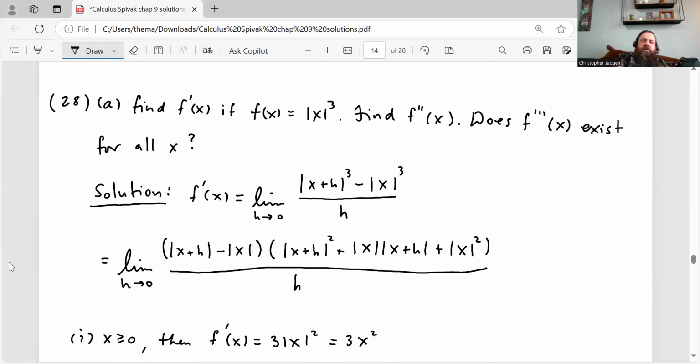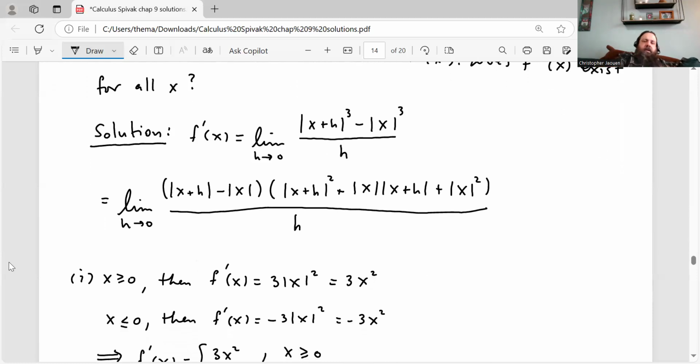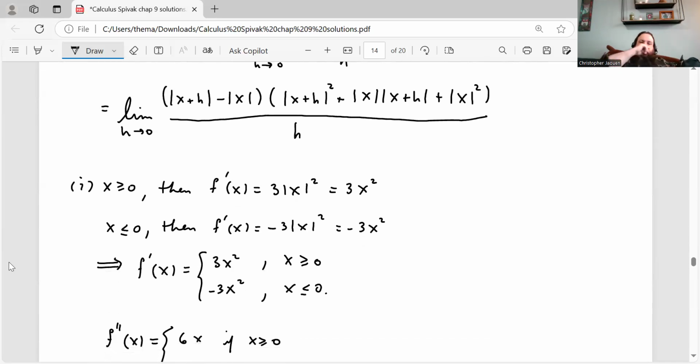So again, you just use the definition. So here I'm taking the limit of the difference quotient as h goes to 0. You can factor out, right, the difference of two cubes factors into absolute value of x plus h minus absolute value of x, times absolute value of x plus h squared plus absolute value of x times absolute value of x plus h plus absolute value of x squared, and that's all divided by h. But absolute value of x plus h minus absolute value of x over h is either plus or minus 1 depending on whether h is positive or negative. So the cases that you end up with are here.